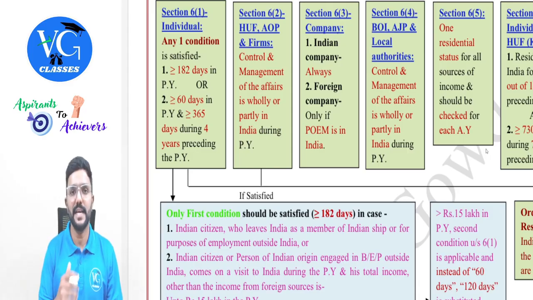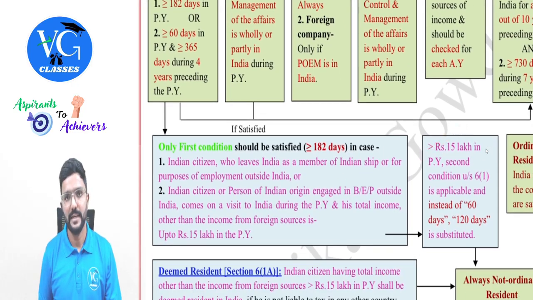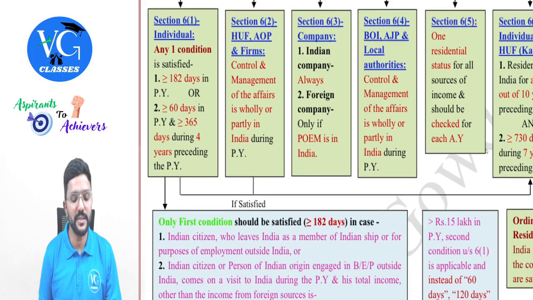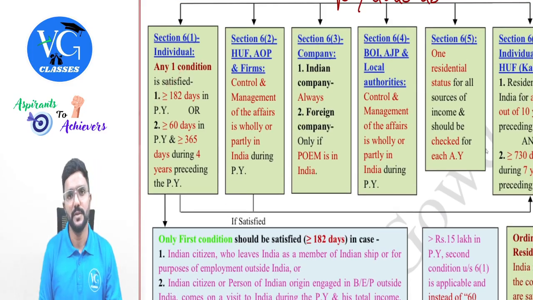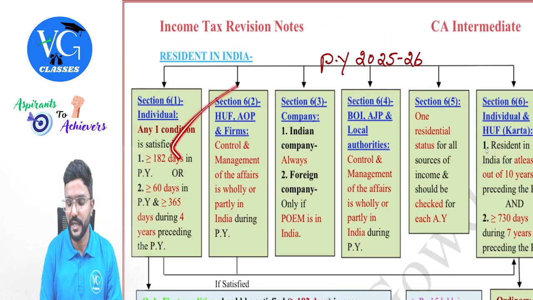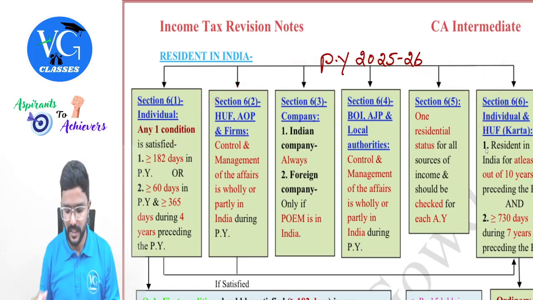And if you ask me, sir, in case Srinath's total income other than the income from foreign source is more than 15 lakh, is covered in this provision, but he satisfied the first condition itself, sir. So in that case, should we check additional conditions? Yes, guys, we need to check. Hope you understood. Is that clear? Yes, sir.